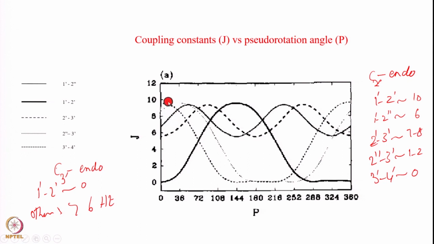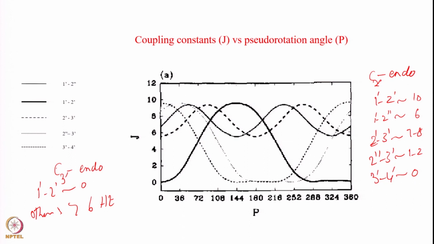Among these the strongest ones are the 3 prime 4 prime, this is the highest value for 10 hertz, and then the 2 double prime 3 prime is also around 8 to 9 hertz. So, that is this one here. Therefore, these are very distinct coupling constants which will allow you to distinguish between the sugar geometries. Okay. Now, how do they show up in the sugar geometry?